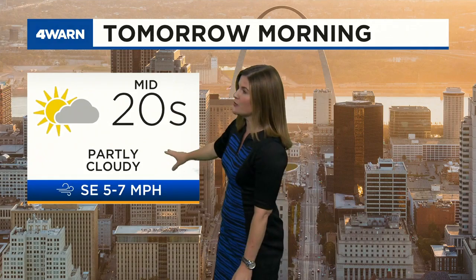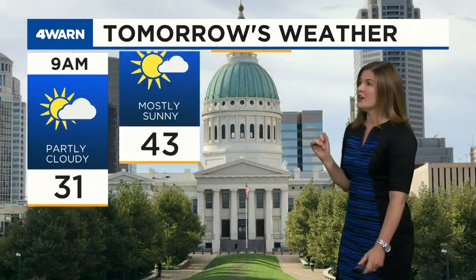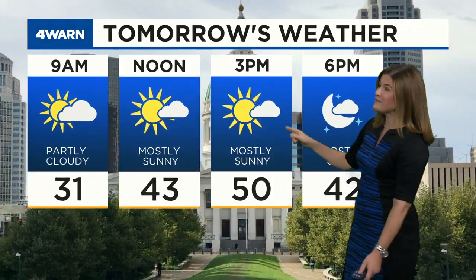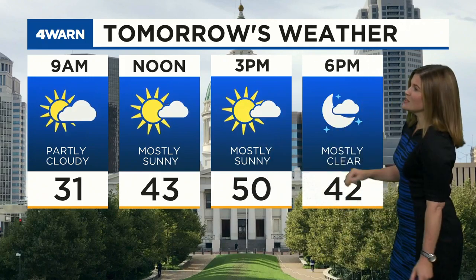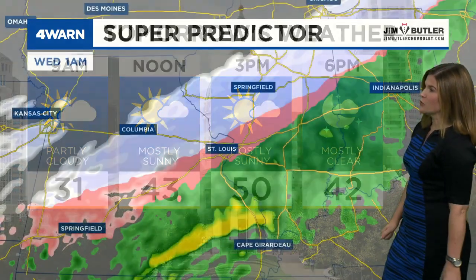So when you wake up in the morning, it's still cold, mid-20s, it's dry, partly cloudy skies, but see that wind direction, that's key. Southeast. As a result, we warm up fast tomorrow. By noon, we're already up to 43. I'm expecting 50 for the high tomorrow afternoon, almost 10 degrees above average. And then by 6 p.m., we're mostly clear and 42.